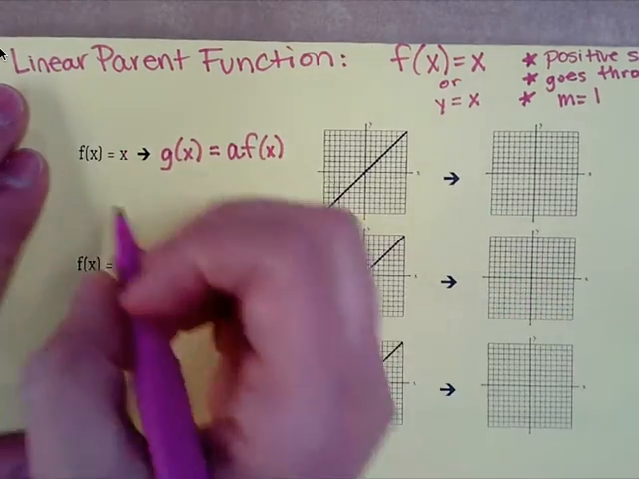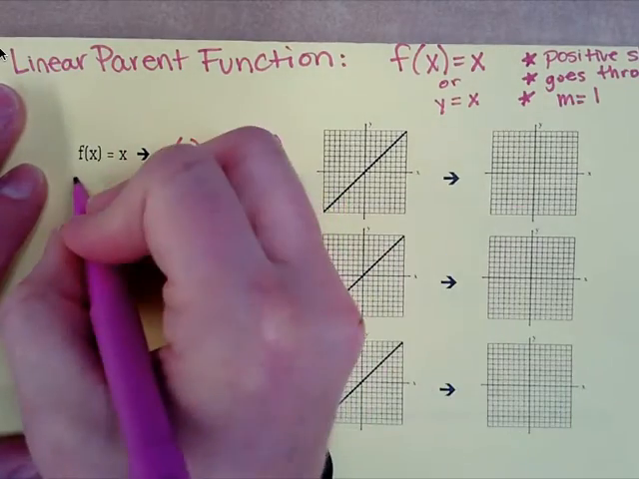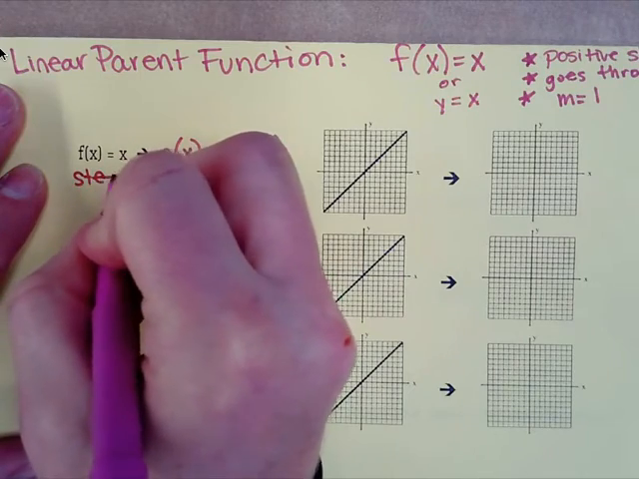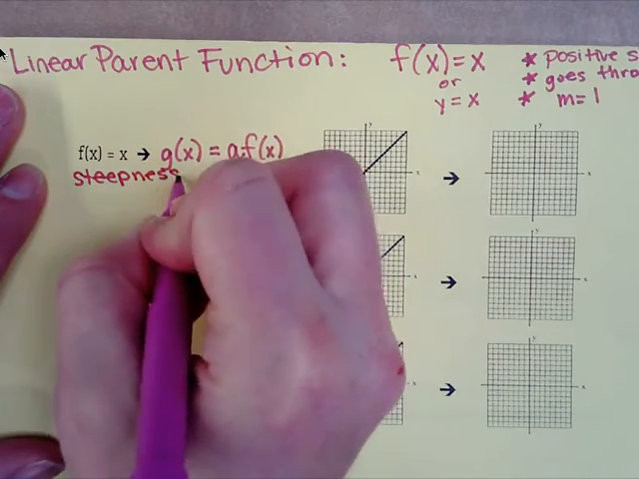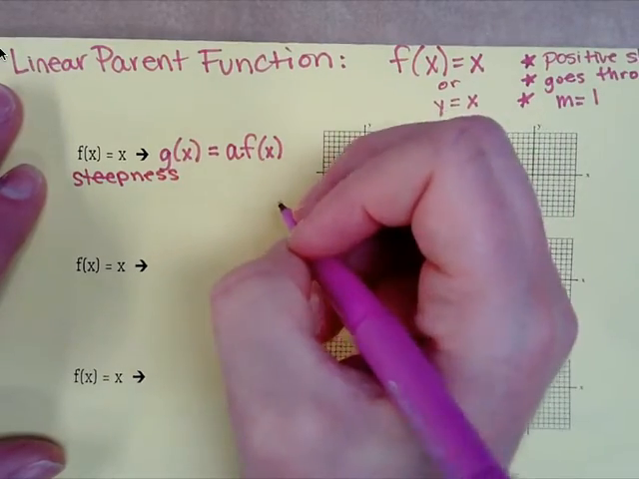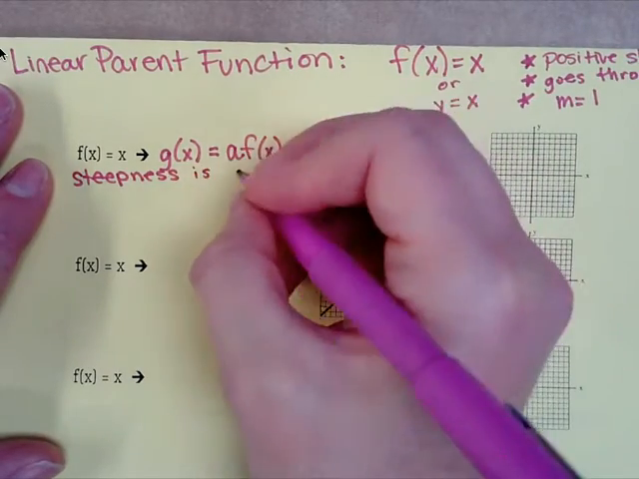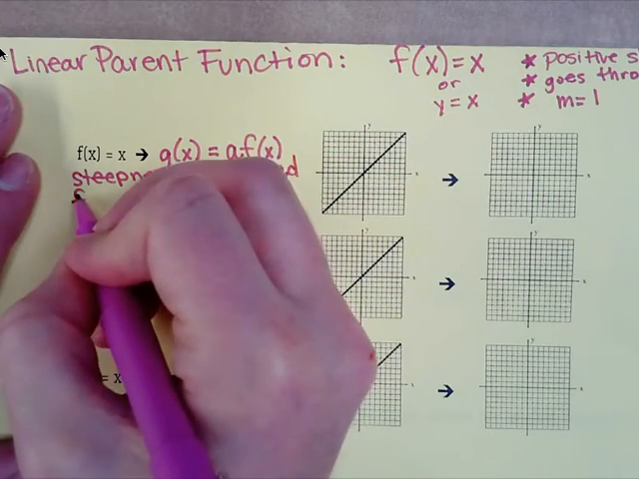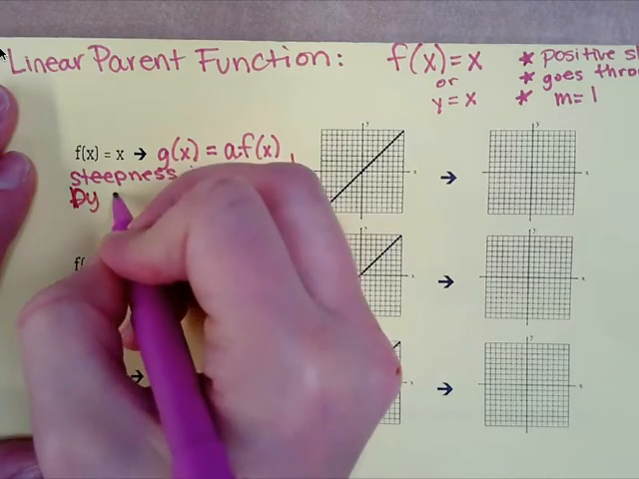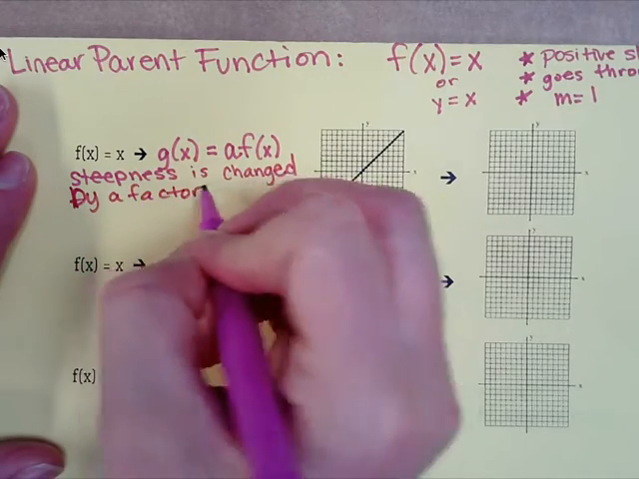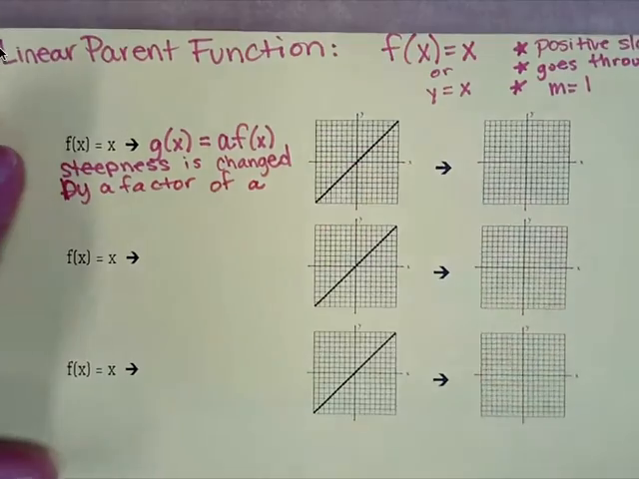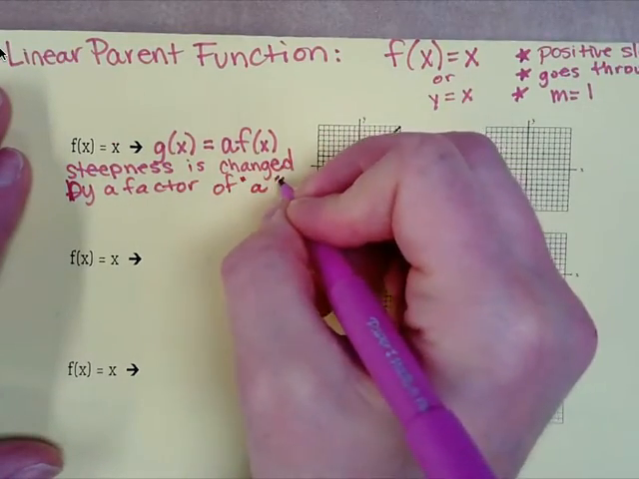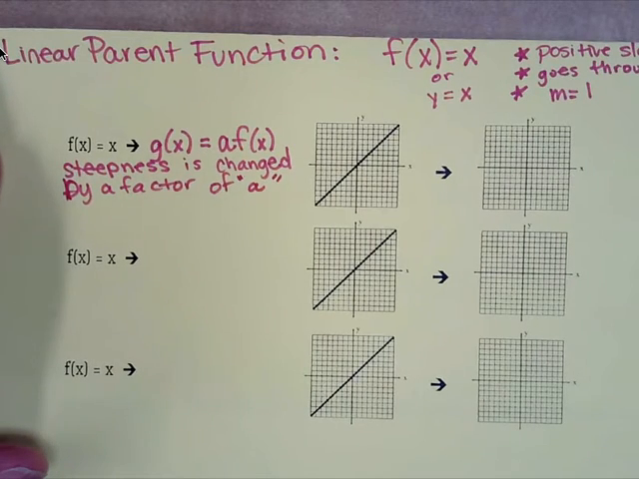So what this is, this changes the steepness. Steepness is changed by a factor of, let's call this a. So slope is basically changed. If you change the steepness, you're changing the slope.